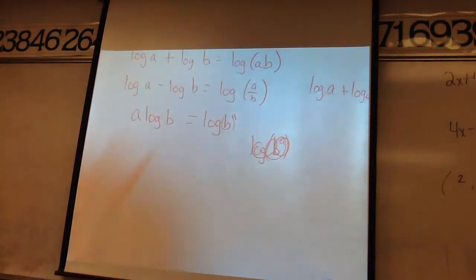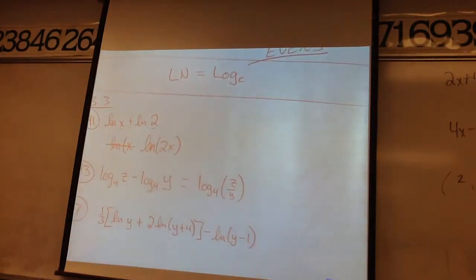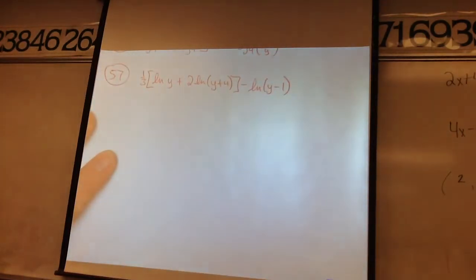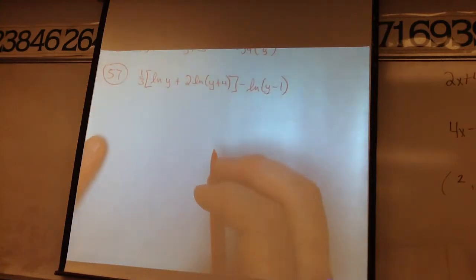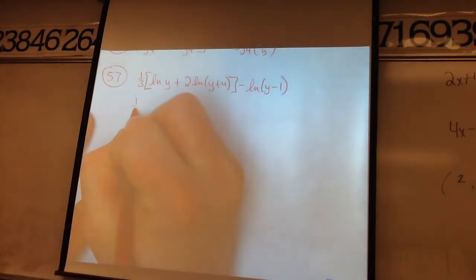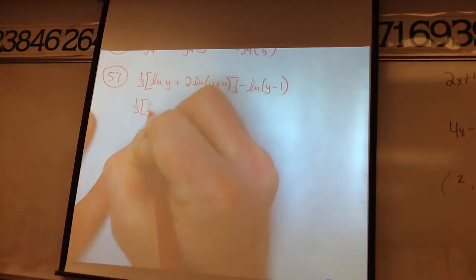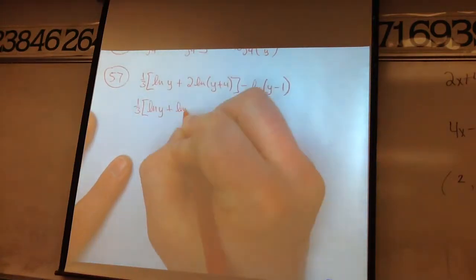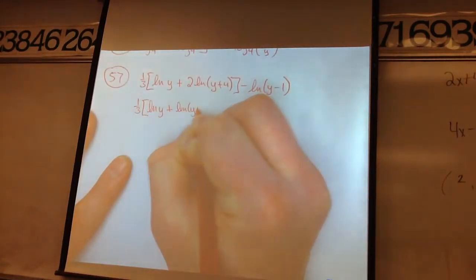And all these rules work for ln, because ln is just log base e, so it's the same thing. So this one, we're going to try to get it down to a single log. I would start inside the brackets. One third ln of y plus, that's going to become ln y plus 4 squared.